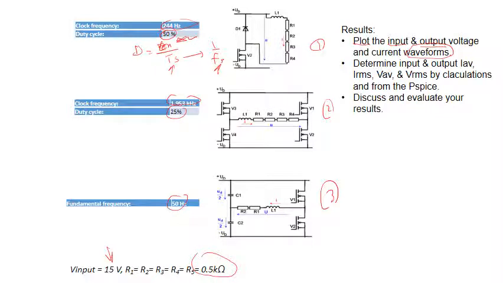As we learned in lab number 1, we want to compare how the signal looked when it came in and how it looked when it is produced at the output. Also, we want you to determine the input and output average and RMS voltages and currents by calculation and from the simulation. After that, you evaluate and discuss your results. You can compare between them.